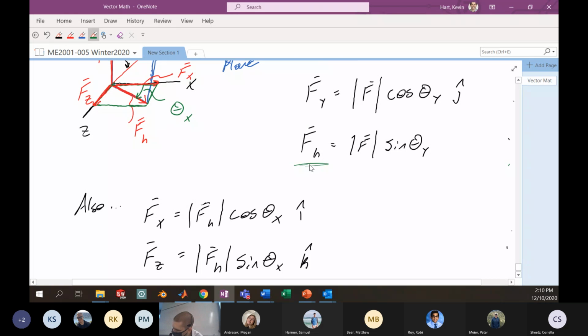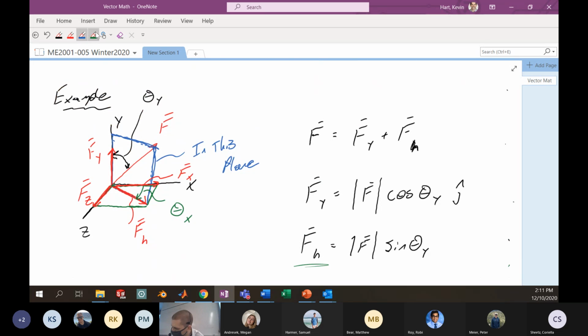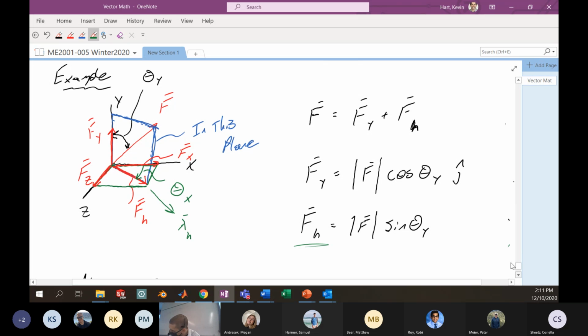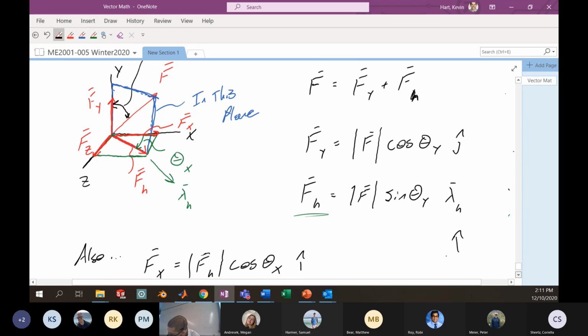But to fully define the directionality of this Fh, here I have the magnitude, but I also need to include some directionality. And the way that we typically do that in statics is to assign some unit vector in that general direction. Here I'm going to introduce a new unit vector that is generally in this Fh direction. Let's call this lambda H. So this is a unit vector in the H direction.